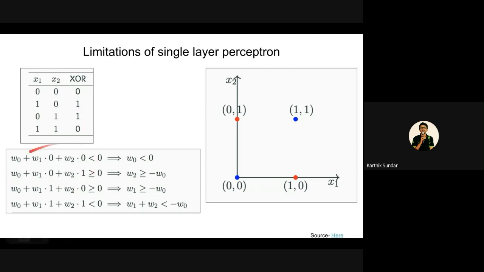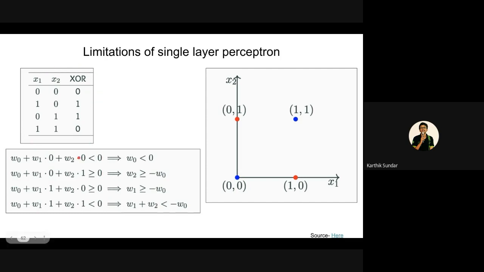So we are writing the same thing again here, and we get these three inequalities: W0 less than 0, W2 greater than minus W0, W1 greater than minus W0, and W1 plus W2 is less than minus W0. This is not even possible, because it's obvious, right? If W1 plus W2 must be less than minus W0, there is no way that W2 and W1 can both be greater than minus W0. So this particular equation is not solvable. It is not solvable by a single perceptron, which means that the single perceptron cannot mimic the XOR function.